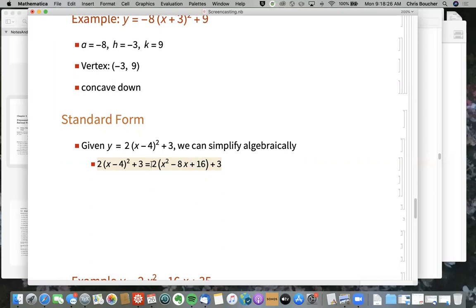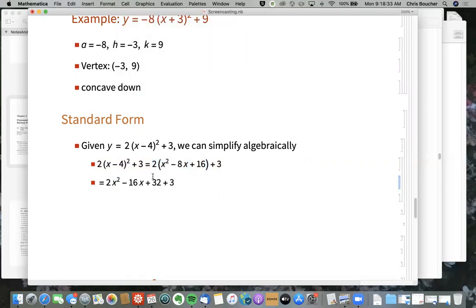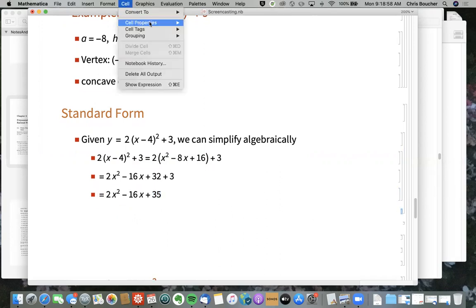Once I'm done squaring, I can multiply through the parentheses and then combine some like terms. You multiply through the parentheses, you hit every term, I get 2x squared minus 16x, and then plus 32. And then finally, I have two like terms here, 32 and 3, so I can combine those into 35. This form at the bottom here is called standard form. So given vertex form, we can easily put it in standard form just by doing a little bit of algebra.